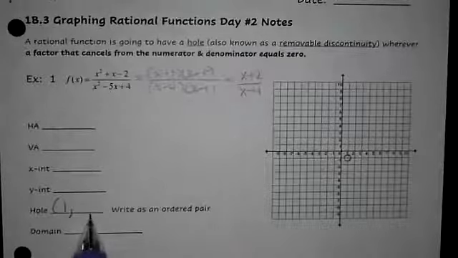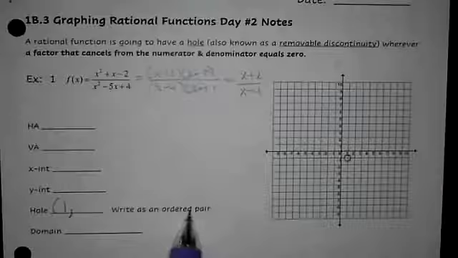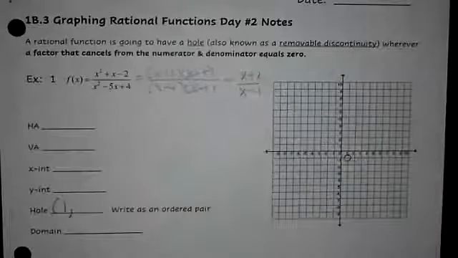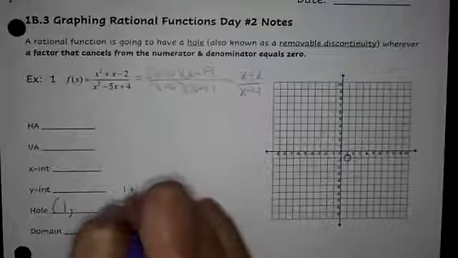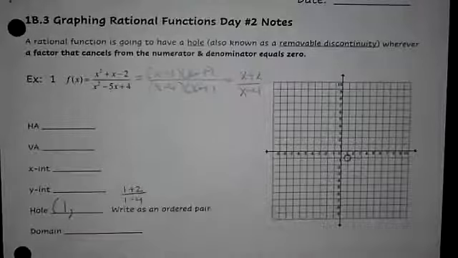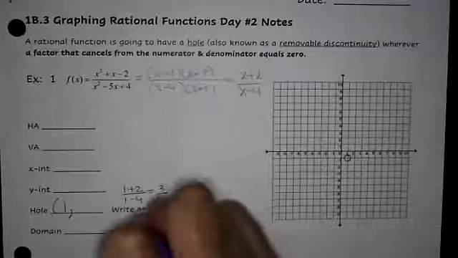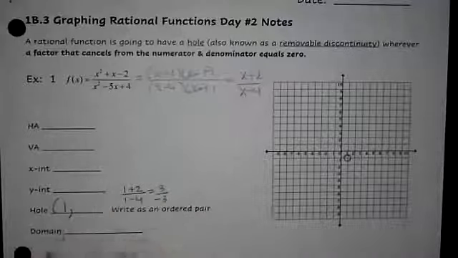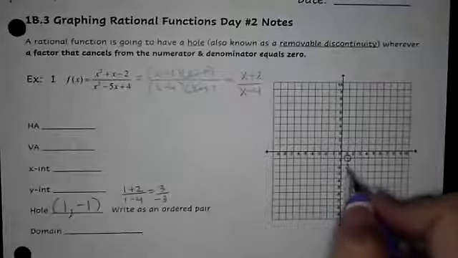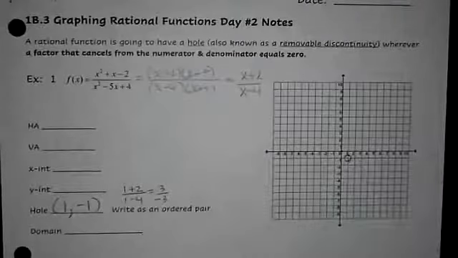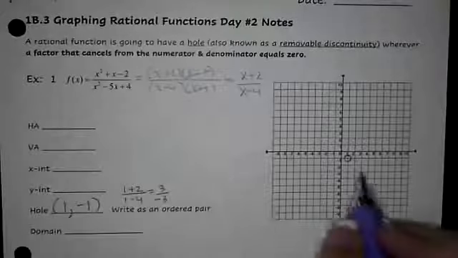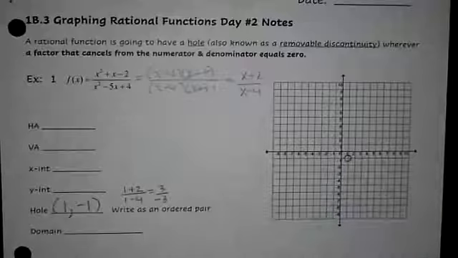To find its corresponding y value, because notice it says write as an ordered pair, we need to use what's left. So I plug in my 1 for my x, and I get 1 plus 2 is 3. And 1 minus 4 is negative 3. 3 divided by negative 3 is negative 1. So the hole on this graph is going to be at 1, negative 1. It looks like this, like if we took a hole puncher and punched a hole right out of that graph. So it's an open circle that we plot there.